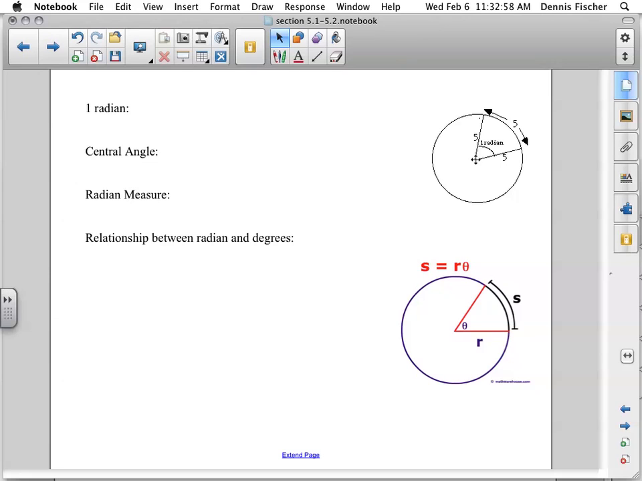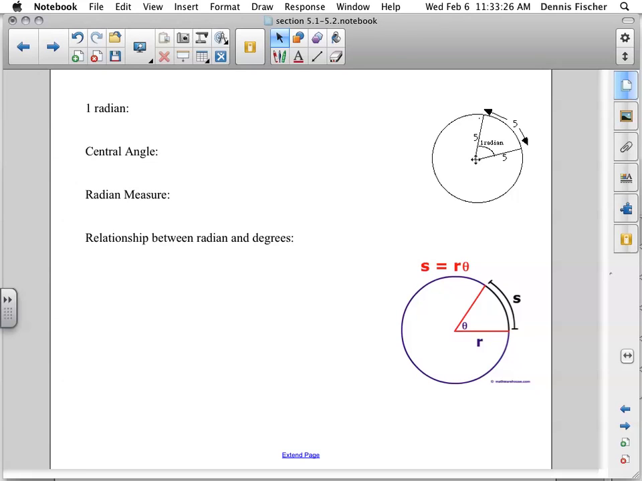What's a radian? Here's a question for you, true or false? A radian is larger than a degree. False. Oh, Shannon says true, you say false, I don't like false. I really don't know. A radian is approximately 60-some degrees. So a radian is much larger than a degree.